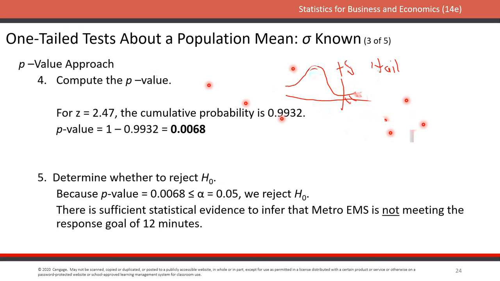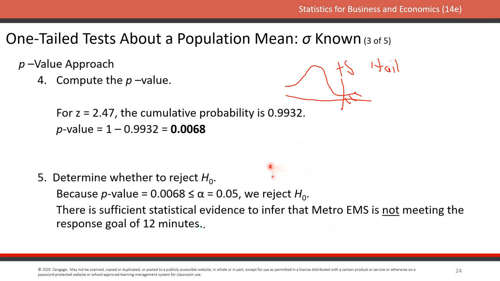But here we have an upper tail, so I look at the test statistic and the area above it, and that is my p-value, the probability of as or more extreme a statistic under the null hypothesis to be found in a future sample. So in this case, that is 0.0068. That is clearly less than our cutoff value of 0.05, so we reject the null. What does that mean? We reject the claim that the time is less than or equal to 12. So there is sufficient statistical evidence to believe that EMS is not meeting the response goal of 12 minutes.